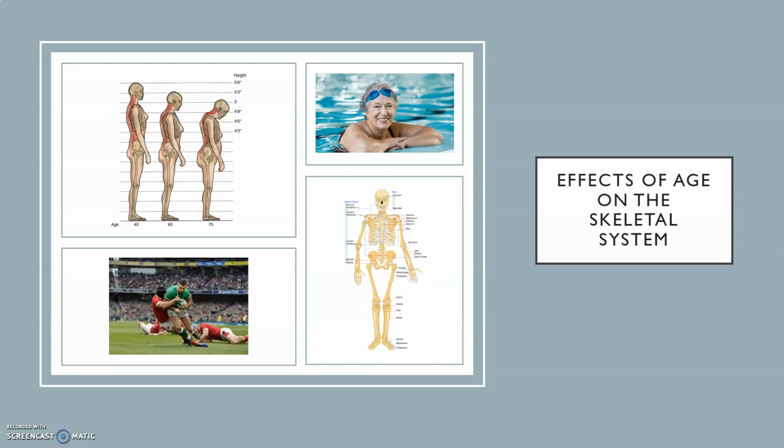Effects of age on the skeletal system. According to Britannica.com, a bone is a rigid body tissue which is made up of two materials called calcium and collagen. There are different types of bone which all provide different functions.